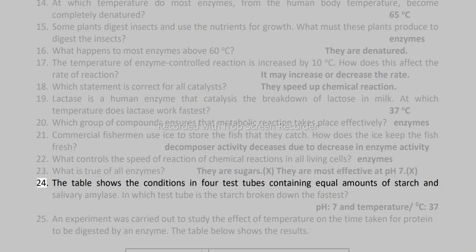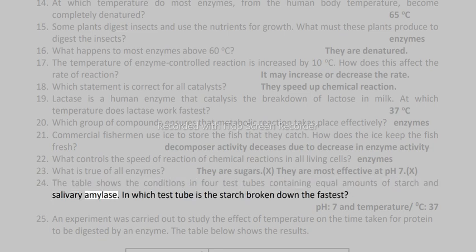X. 24. The table shows the conditions in 4 test tubes containing equal amounts of starch and salivary amylase. In which test tube is the starch broken down the fastest? pH 7 and temperature 0 °C.